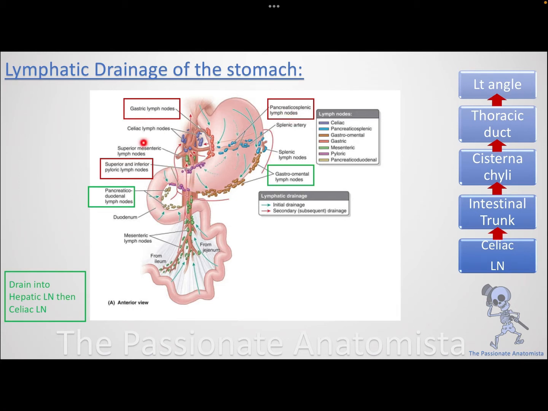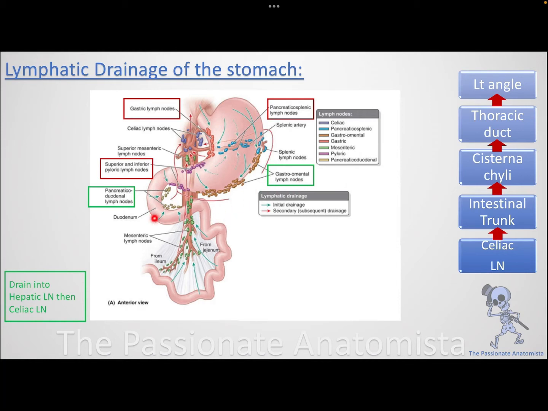After that, they all drain into, remember, our final path. It's our pre-aortic lymph node, which is the celiac lymph node, and then intestinal trunk, and then cisterna chyli, thoracic duct, and at the left angle, the junction between the internal jugular vein and subclavian, it drains into the heart.